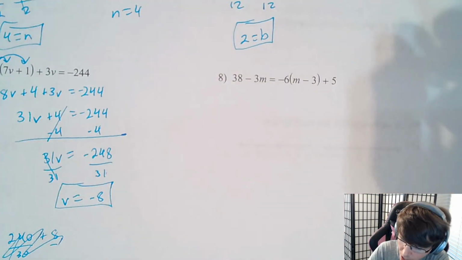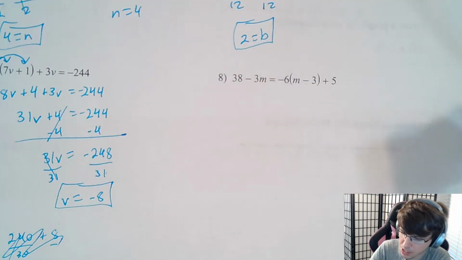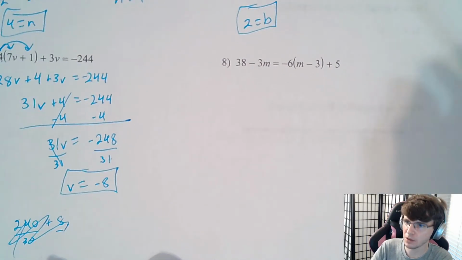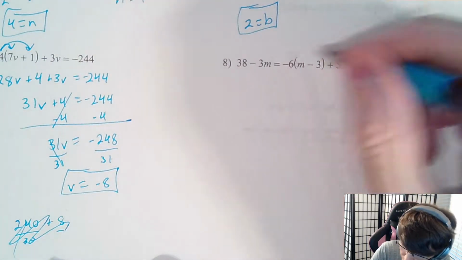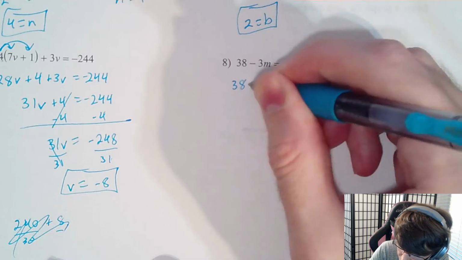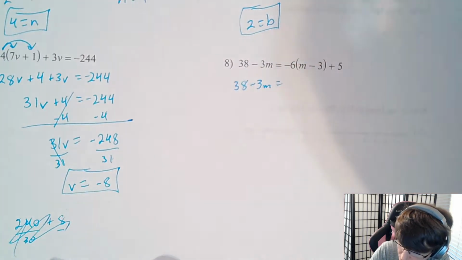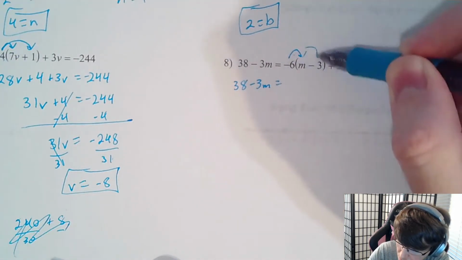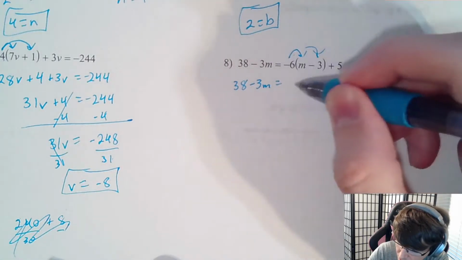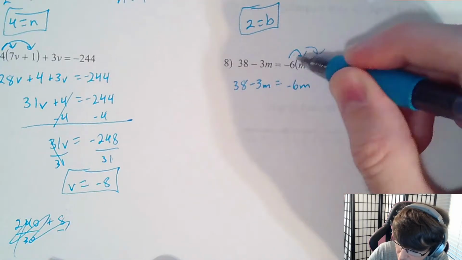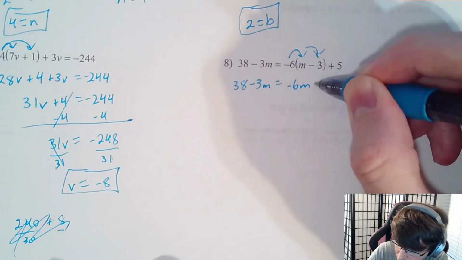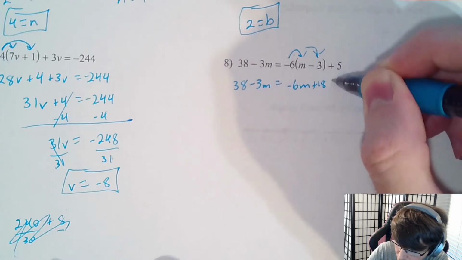Let's continue on. Stop listening to me ramble randomly about math problems, and let's do some more actual ones. So here we're going to have to copy the left-hand side because we see those parentheses. Again, we're going to have to distribute, but we copy that left-hand side. Negative 6 times m is negative 6m. Negative 6 times negative 3 is positive 18. Copy that 5.